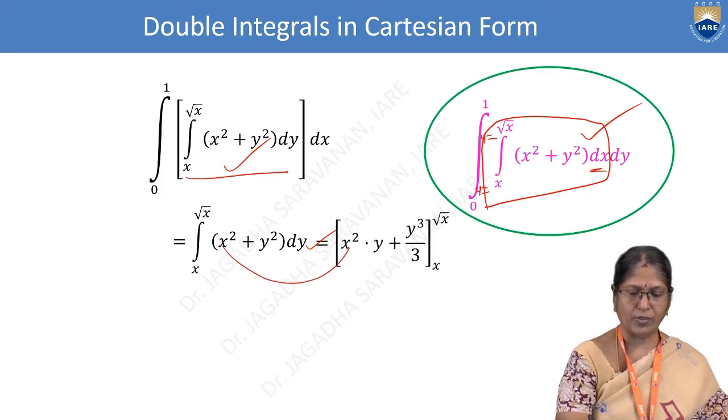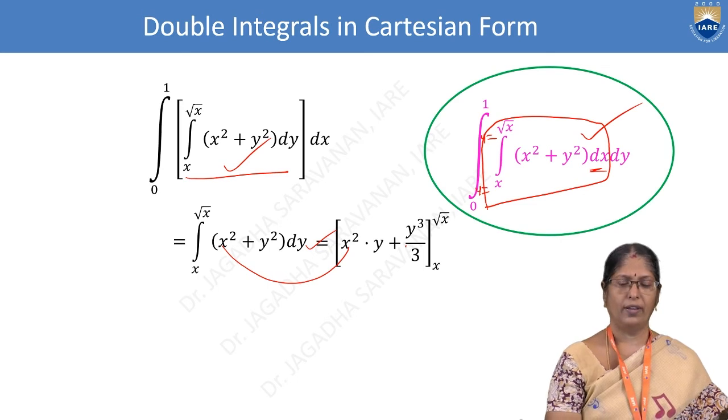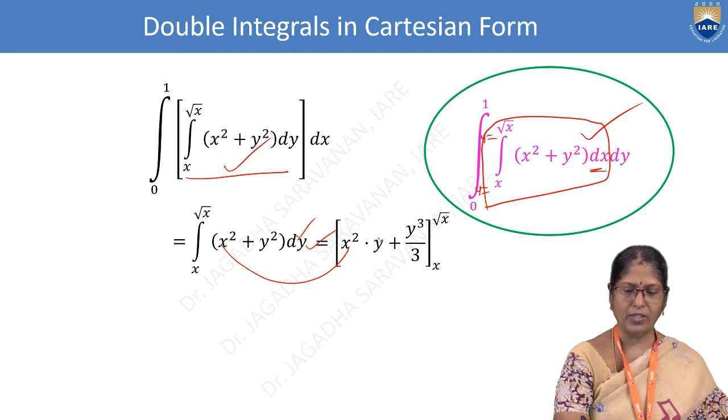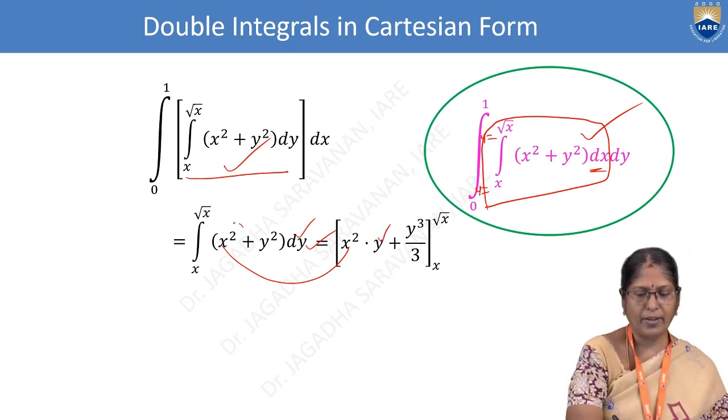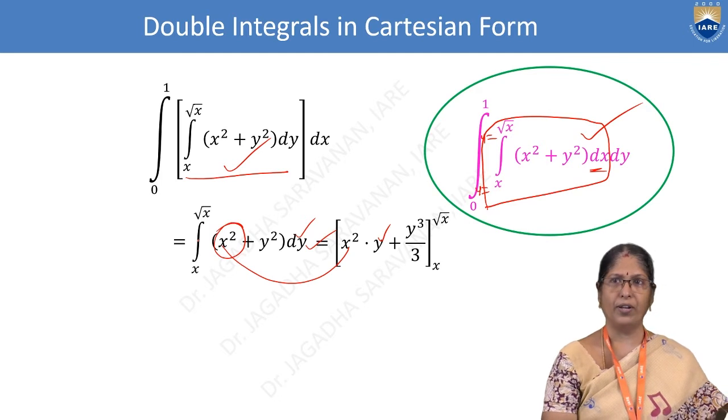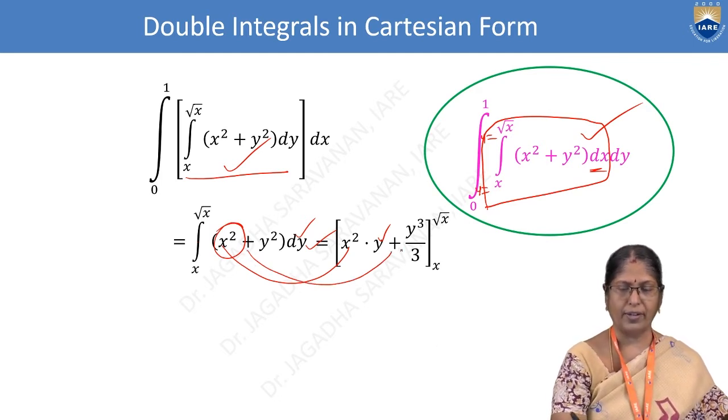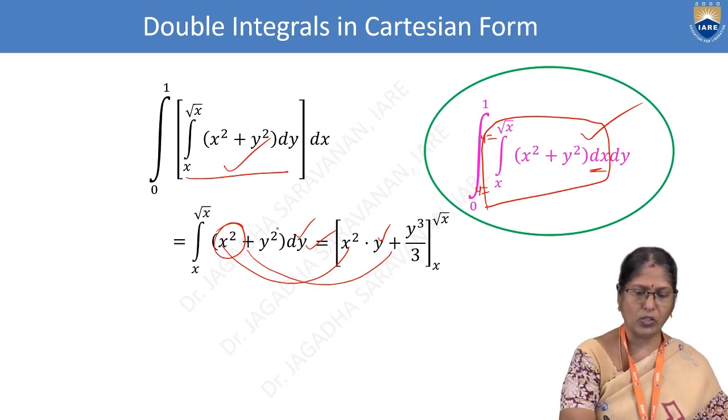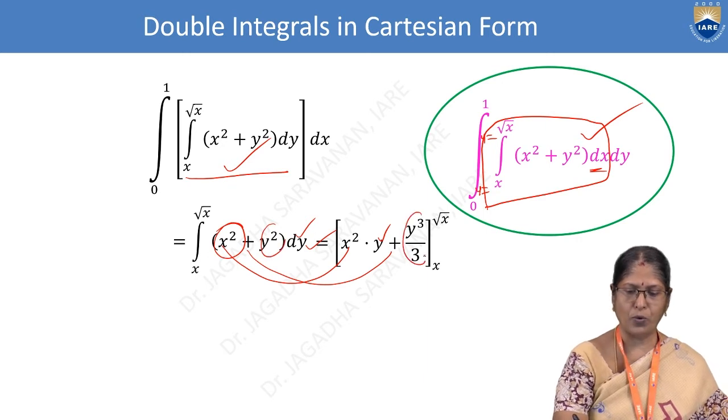x square is treated as constant because we are doing integration with respect to y. Dy integral is y. So we completed this part of the integration. The plus is as it is. Y square integration is y cube by 3.